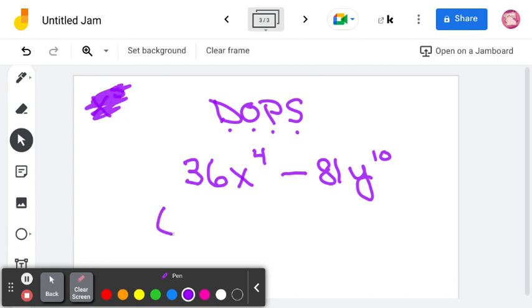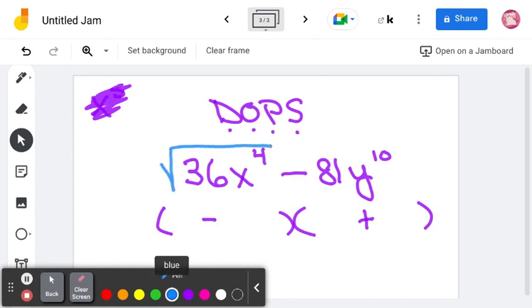So for a difference of perfect squares, you do 2 sets of parentheses, one with a plus, one with a minus, and then you square root each term. So the square root of 36 is 6. And to square root a variable, you cut the exponent in half, so that would be 6x squared. That goes in the first part of each set of parentheses. The minus sign, ignore when you do the square root. The minus sign has to be there, and that is taken care of by the plus and the minus.